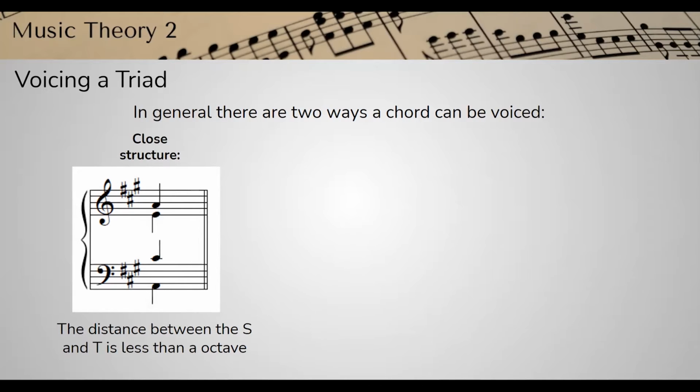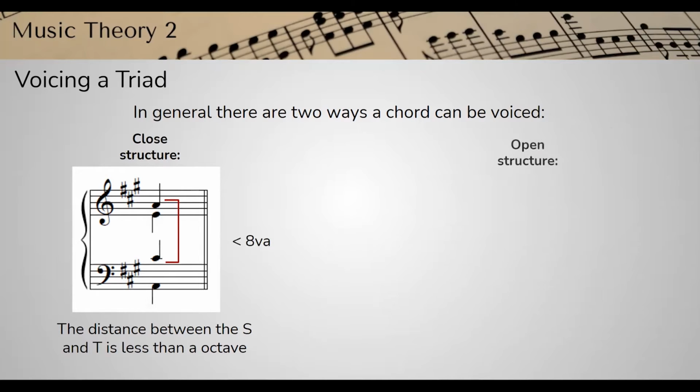Okay, and again, what defines it is you have an interval that's less than an octave between the soprano, which is an A, and the tenor, which in this case is C sharp. So that's within an octave. We call that a close structure or closed structure.